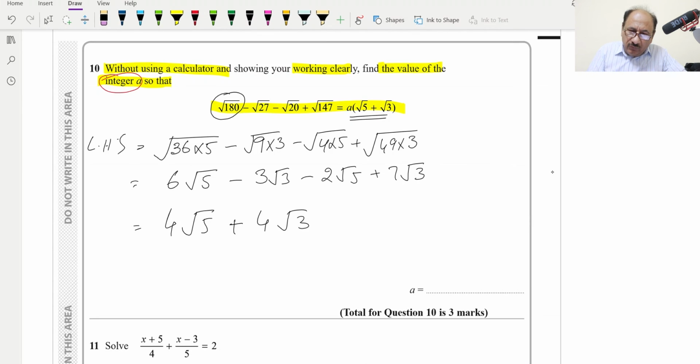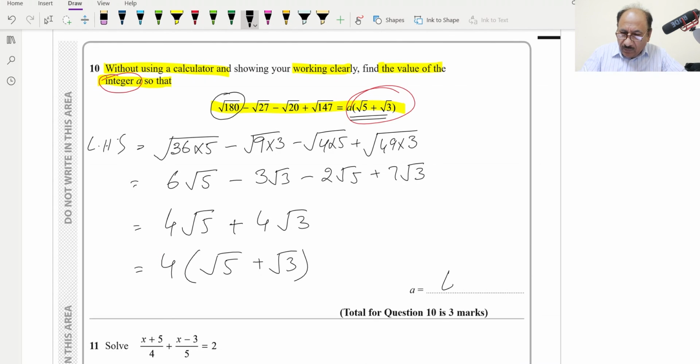Now we can take 4 common, and inside will be the remaining thing, 5 under root plus root 3. Now if we compare with this side, the a value will be 4, so we can write a is equal to 4. Hopefully you understood this.